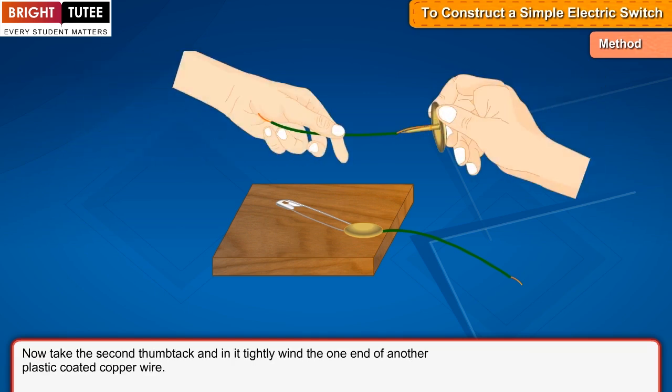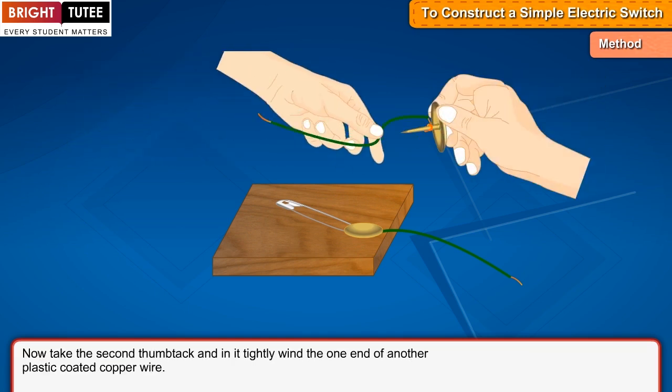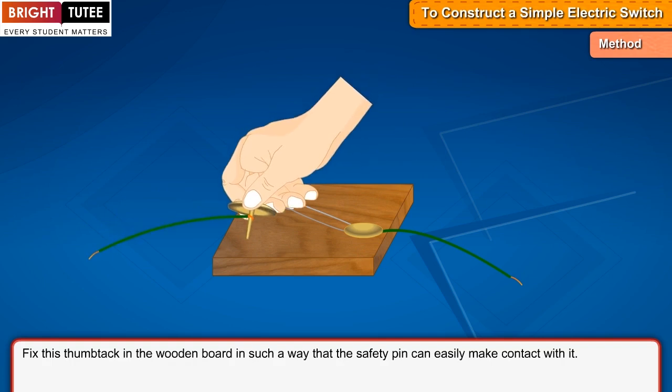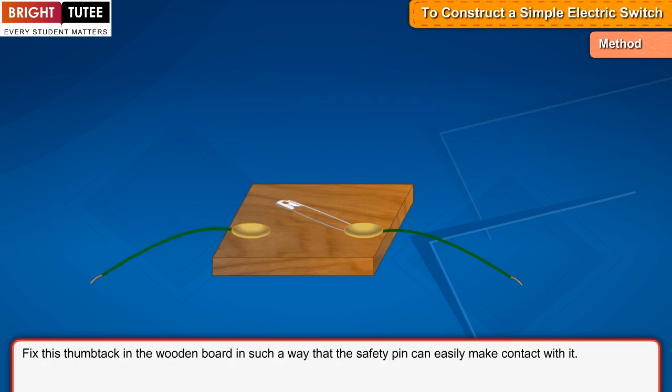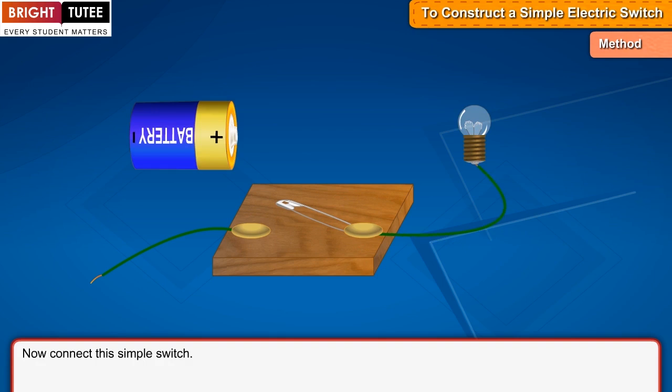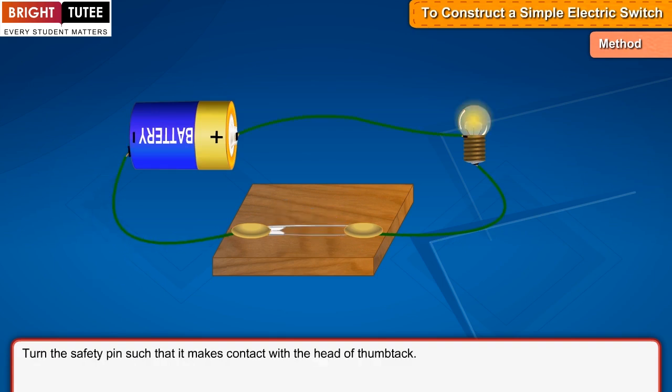Now take the second thumbtack and in it tightly wind one end of another plastic coated copper wire. Fix this thumbtack in the wooden board in such a way that the safety pin can easily make contact with it. Your switch is ready for use. Now connect this simple switch. Turn the safety pin such that it makes contact with the head of the thumbtack. You notice that the bulb lights up.